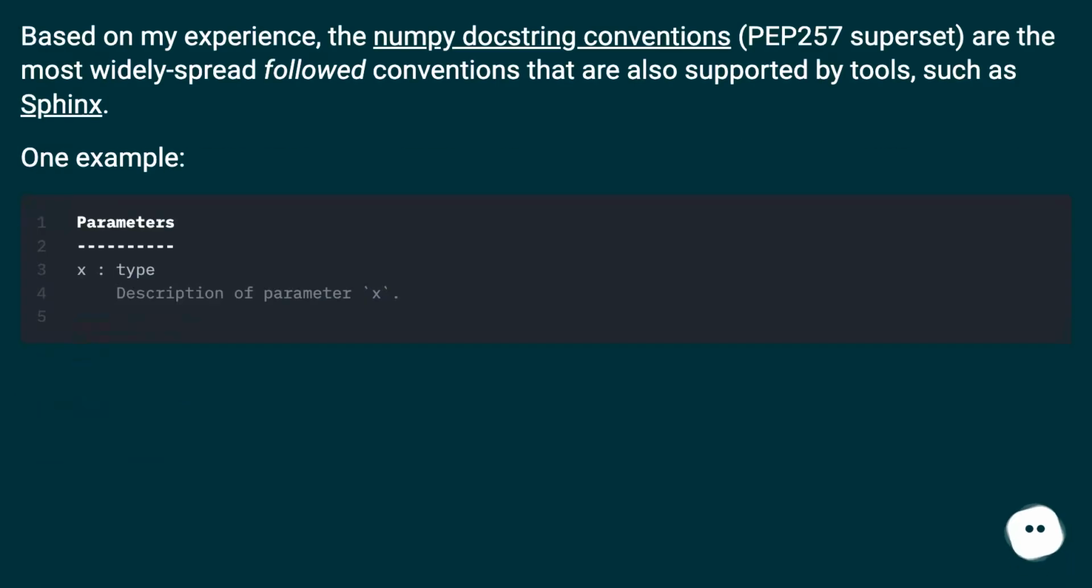Based on my experience, the NumPy docstring conventions, a PEP 257 superset, are the most widely followed conventions that are also supported by tools, such as Sphinx. One example.